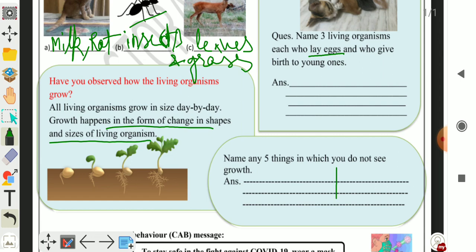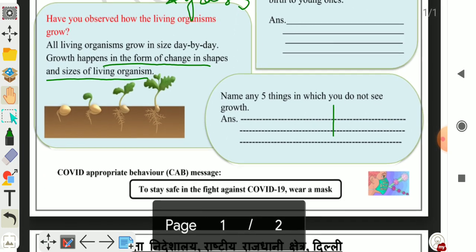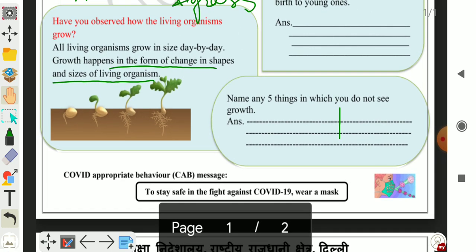Your next question is, name any 5 things in which you do not see growth. You do not see growth means non-living things. You have to write the names of five non-living things, like table, chair, door, or desk. You can write any 5 non-living things. These things do not show any growth.